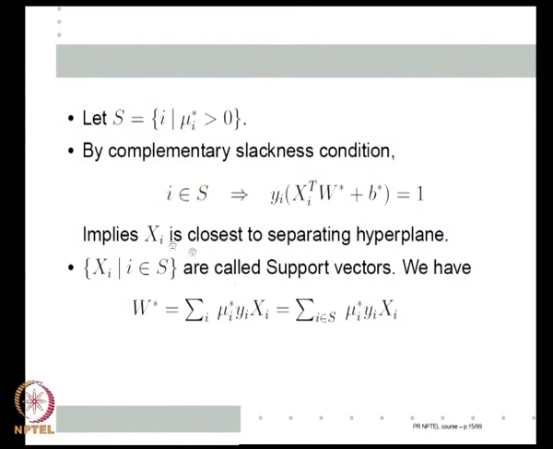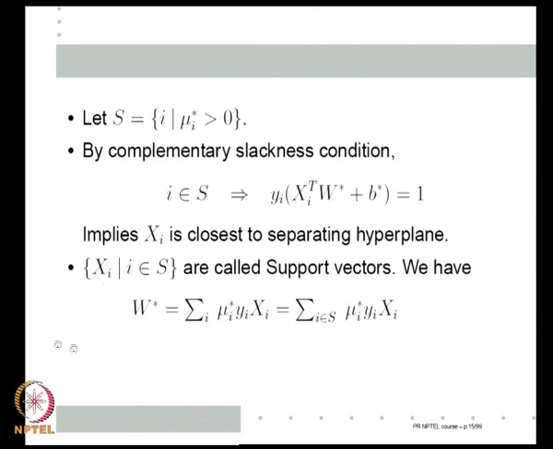Also, another thing that should be remembered is that for my optimization problem, if mu i star is equal to 0, then the constraint is not active. Which means essentially these xi corresponding to the support vectors are the critical xi, because if I take away all the other examples and leave only these, I still get the same separating hyperplane. The optimization problem will not change. Okay. So, W star is a linear combination of support vectors.